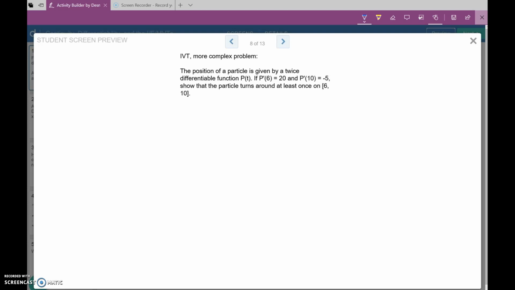So, first, the particle turning around means that p prime, so we are looking for some time, we'll call it k. So we are trying to prove that there is a value of k in this time interval in between 6 and 10 seconds where p prime is equal to 0 and p prime changes from positive to negative.